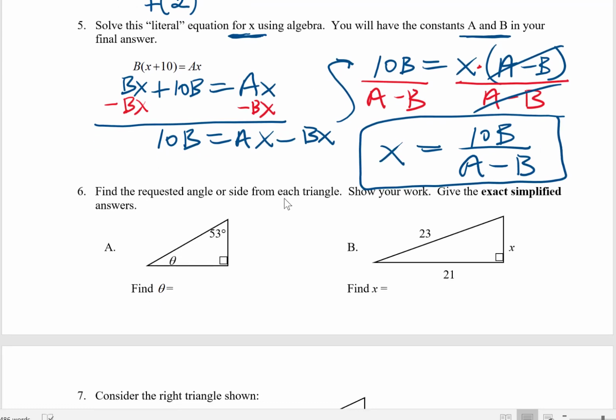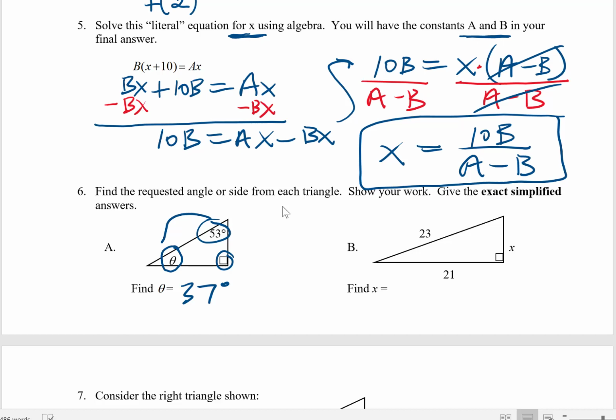Problem 6, let's see, in letter A, we're being asked to find the measure of angle theta. I know the 3 angles have to add up to 180. I've got a right angle, so that's 90. That means these other 2 must add up to 90 degrees. So all I'd have to do is 90 take away 53, and you can check that comes out to be 37 degrees for angle theta.